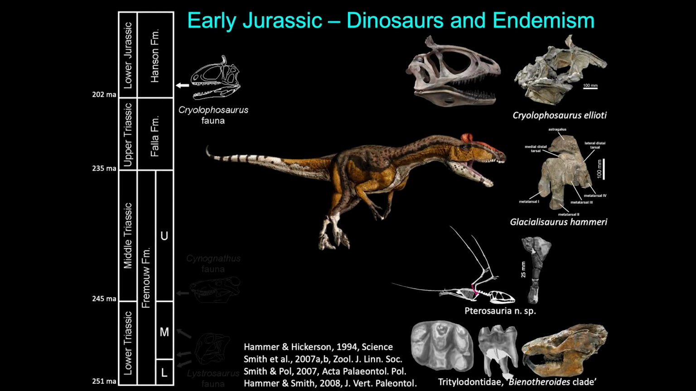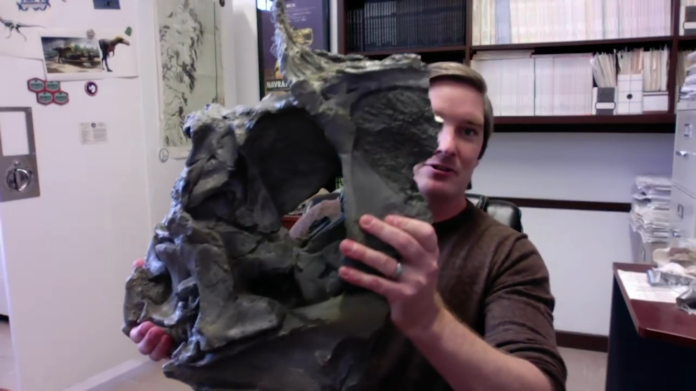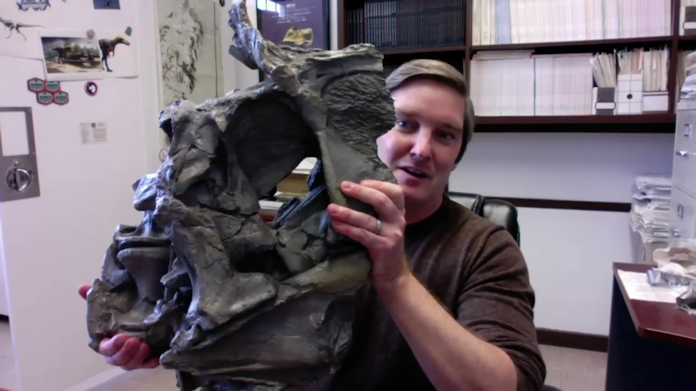And in addition to Cryolophosaurus, we also have remains of a sauropodomorph dinosaur, Glacialosaurus hammeri, and some more fragmentary remains belonging to non-dinosaurian taxa, like the upper arm bone or humerus of a pterosaur, and a tooth from a tritylodont mammal-like reptile. And so here's another overview of the skull of Cryolophosaurus, and this is a nice cast of that material, so you can see we're getting bigger yet as we move up through time.